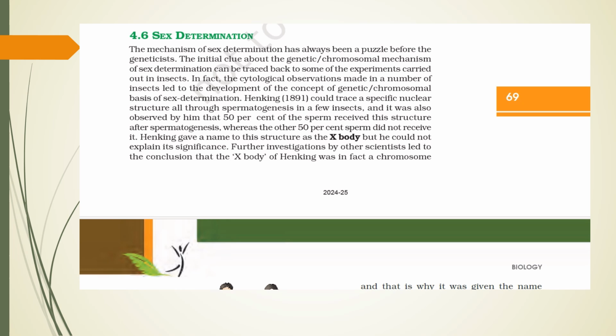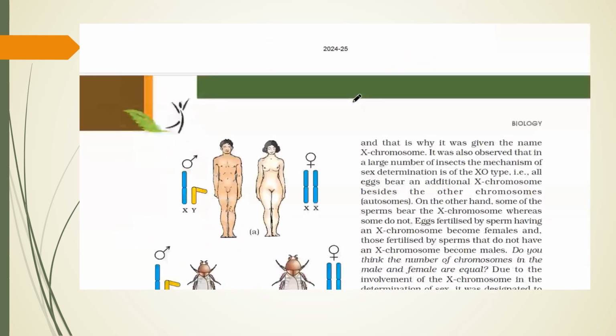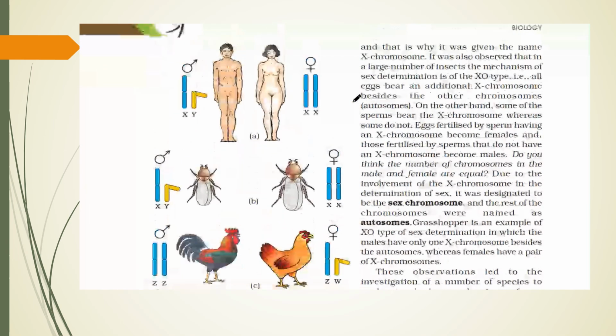So now, what is there in sex determination? We have already discussed that in insects during experiments, Henking in 1891 found that during spermatogenesis 50% of the sperm received this structure, whereas the other 50% did not have it. That is called the X body. And after several experiments, it was given the name X chromosome.